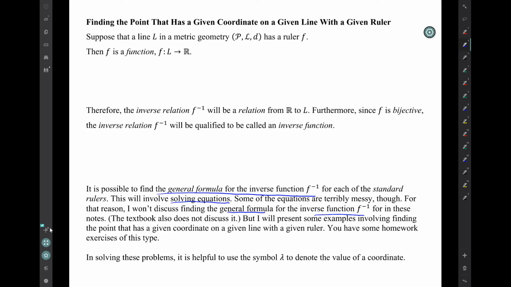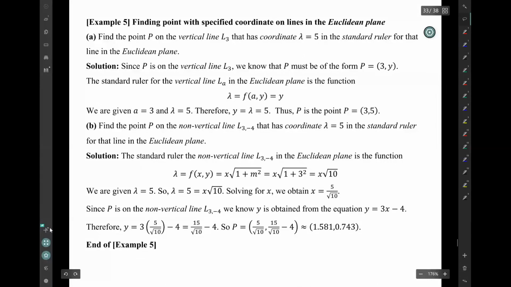But I will present some examples involving finding the point that has a given coordinate on a given line with a given ruler. You do have some homework exercises of this type. In these problems, it's helpful to use the symbol lambda to denote the value of a coordinate. So example 5, finding a point with specified coordinate on lines in the Euclidean plane. Question A is find the point P on the vertical line L3 that has this coordinate, lambda equals 5 is the value of the coordinate, in the standard ruler for that line.